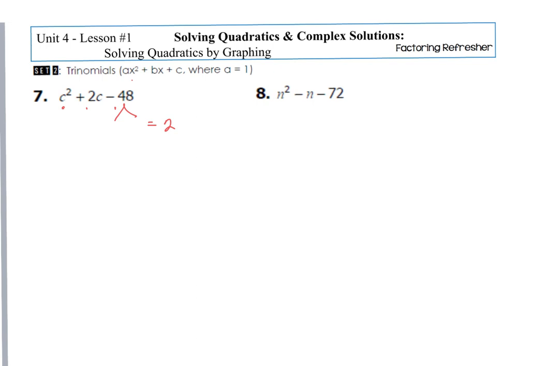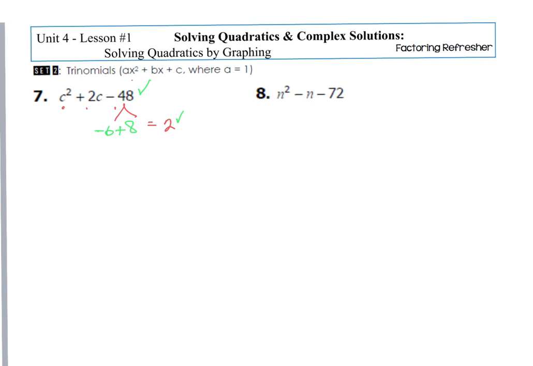So now I'm thinking, what else multiplies to 48? Well, I know that 6 and 8 multiply to 48. So I'm going to write down 6 and 8. And again, I know one has to be negative and one has to be positive. And it does matter which one's negative and which one's positive. Negative 6 times positive 8 multiply to negative 48, and negative 6 plus 8 make positive 2.